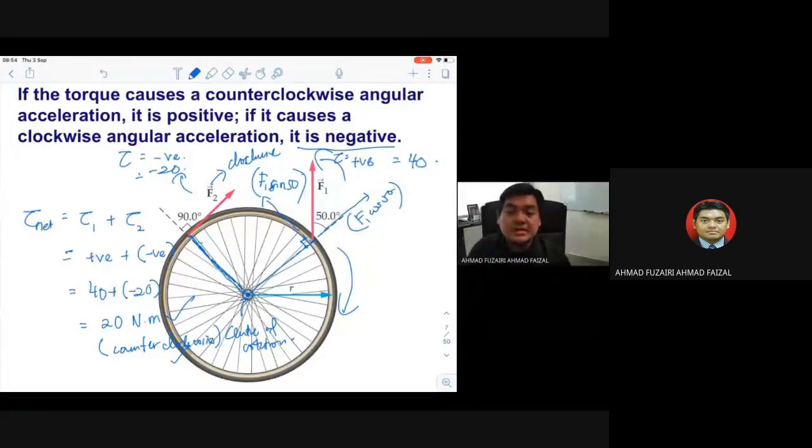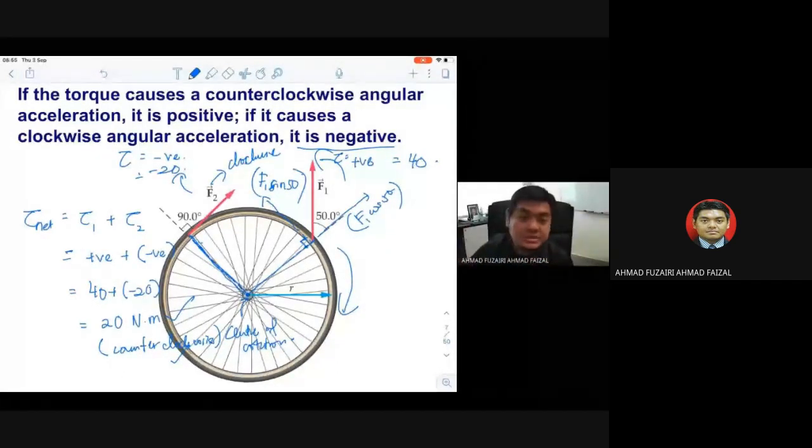So ada juga buku-buku yang akan ceritakan. So that depends. Yang penting kita kena faham clockwise dengan counterclockwise mesti beza value. Okay? Maksud saya kalau clockwise awak set dia sebagai negatif, counterclockwise sebagai positif. So mesti ada convention macam tu supaya you come to the same conclusions.